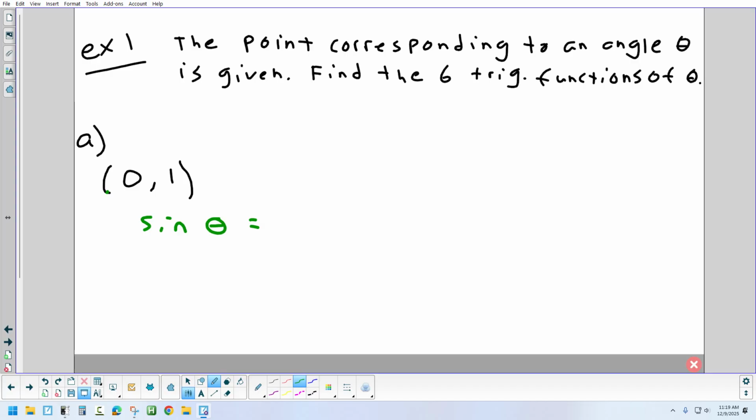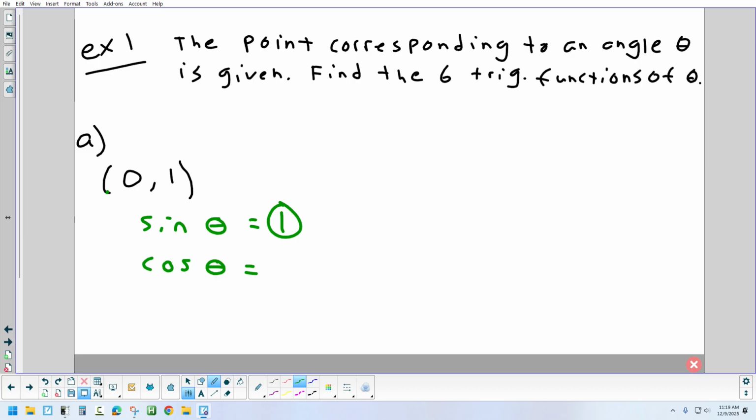So let's start with sine. What's the formula for sine? Yeah, it's the y value. What's the y value that represents this angle? 1. This angle is located, its terminal side is located at 0, 1. So the y value is 1, and that's it. Let's do the cosine.